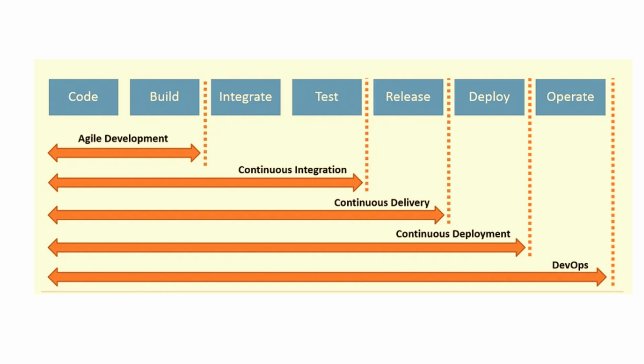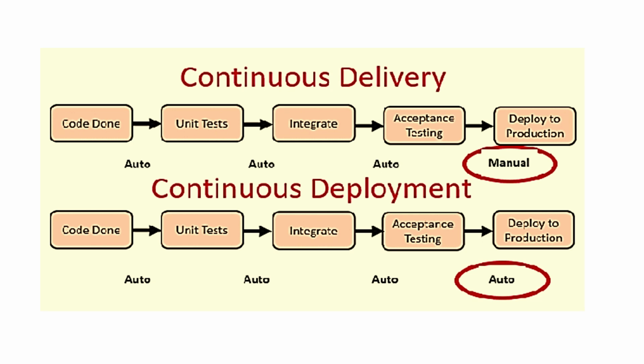When we ensure that the code is ready to deliver to the pre-production and production environment, that is called continuous delivery. And once the code is automatically deployed in your pre-production and production environment without any manual intervention, that is called continuous deployment. And this complete process is part of your development and operations, which is called DevOps. Right.